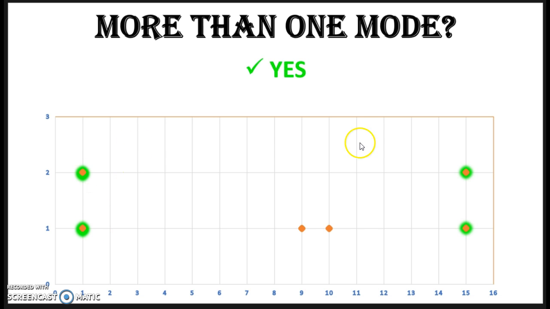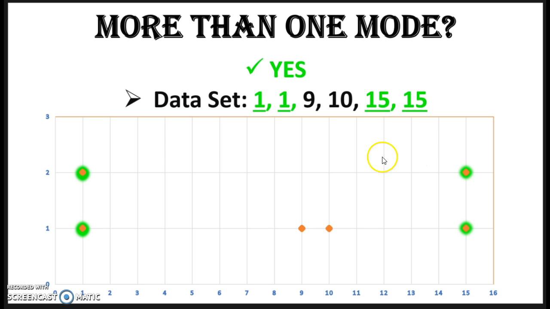Whenever you have a tie in frequency with the given data, we call that a tie, and they both are considered the mode. Within the data set, these are just the points written out: 1, 1, 9, 10, 15, and 15. The mode would be 1 and 15, as there were 2 1s and 2 15s tied for the highest frequency.